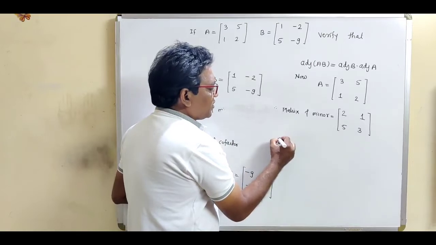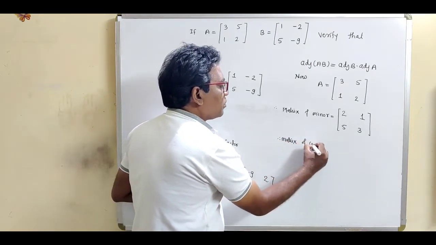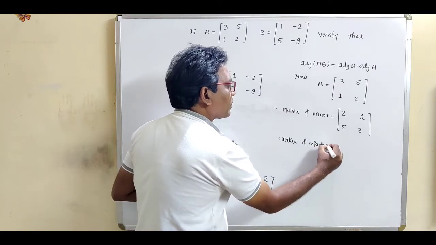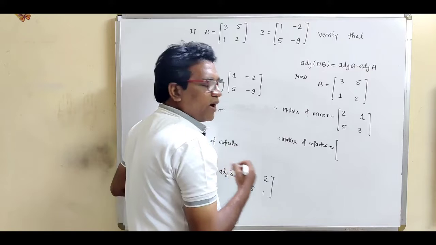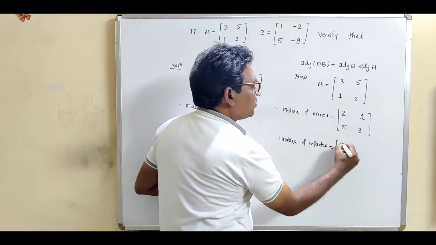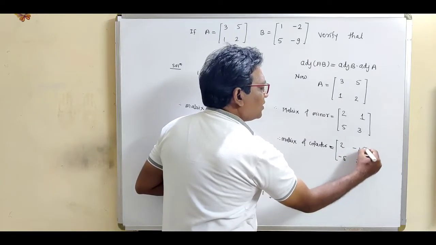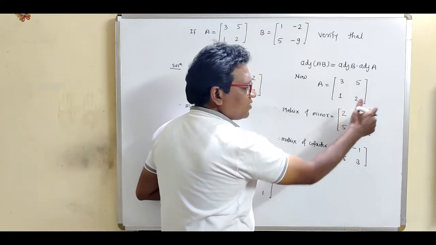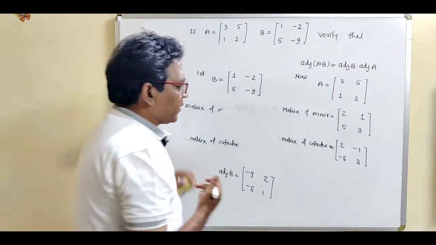Now from matrix of minor, write down the matrix of cofactor. So how to get the matrix of cofactor? Just change the sign of these non-diagonal elements. So this is 2, this is -1, this is -5, and this is 3. Just change the sign of these two elements. That is the matrix of cofactor.